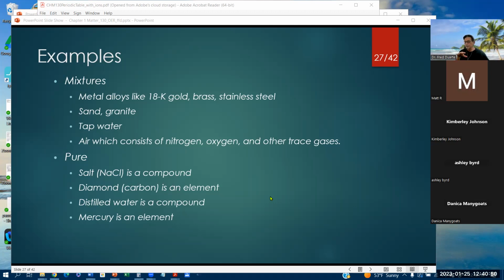And distilled water is simply water that you boil. It boils, it goes up to a condenser, and then recondenses, and you collect it on the other side. And that becomes a lot purer.